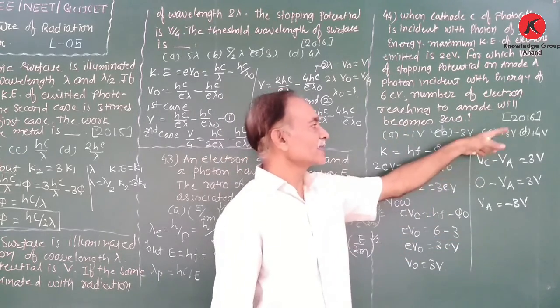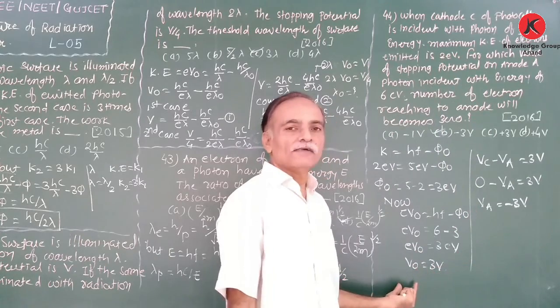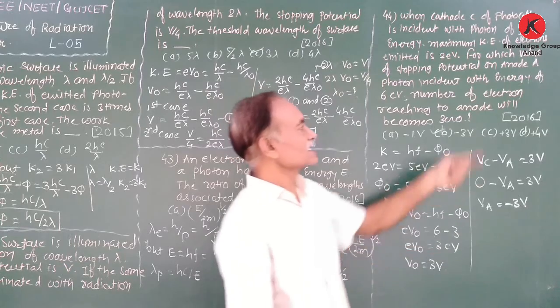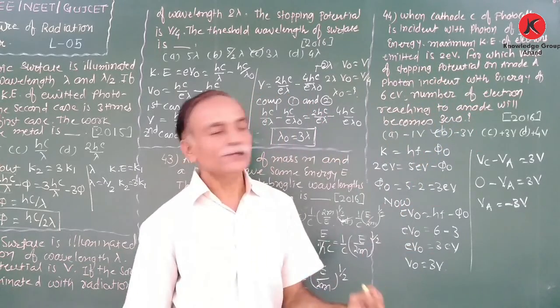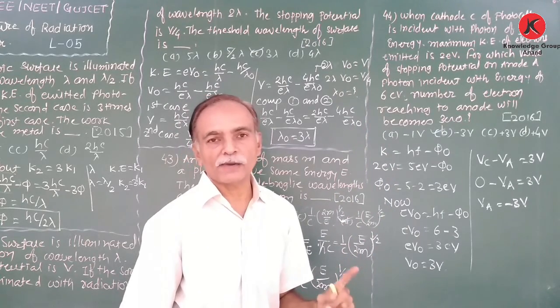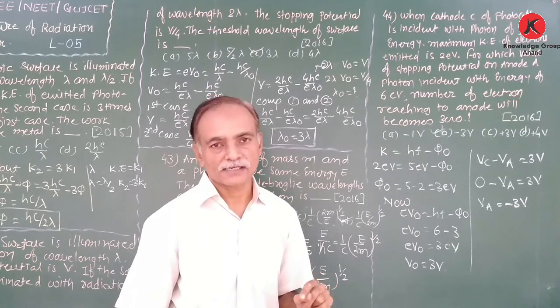So most of the students can directly write down the value of stopping potential as 3 volt, but that is wrong. Because here the question mentions the value of potential on anode, not only the way to find out the value of stopping potential.